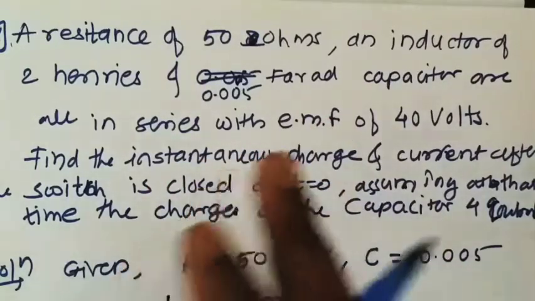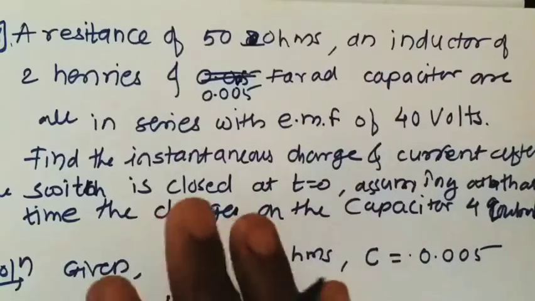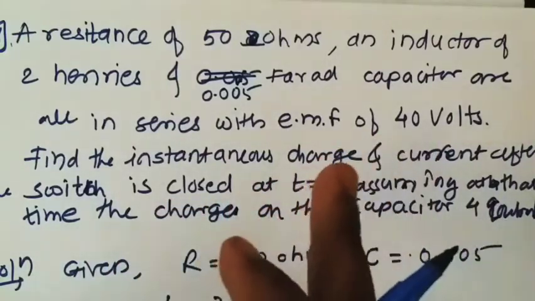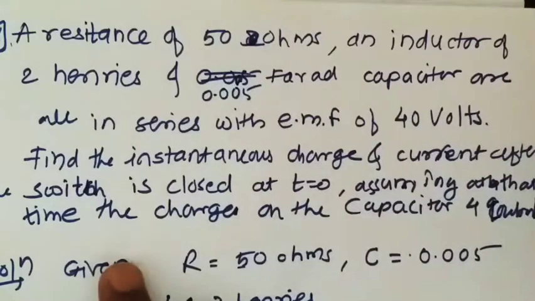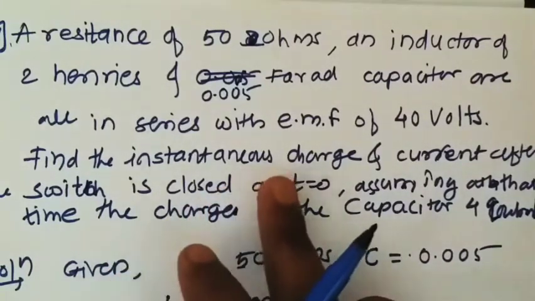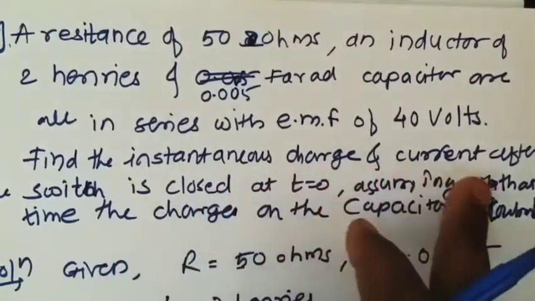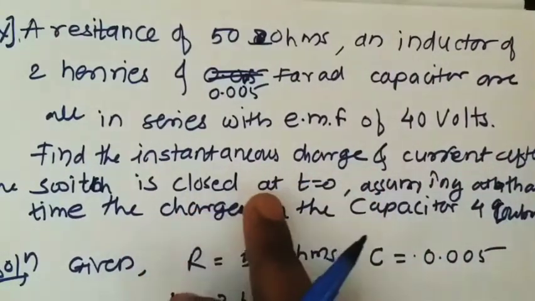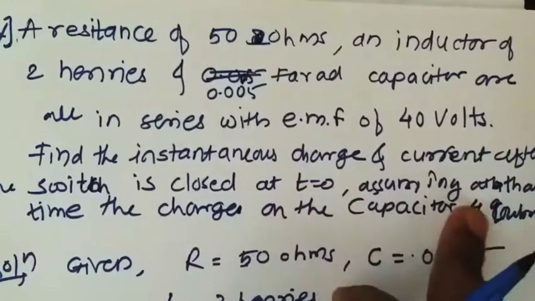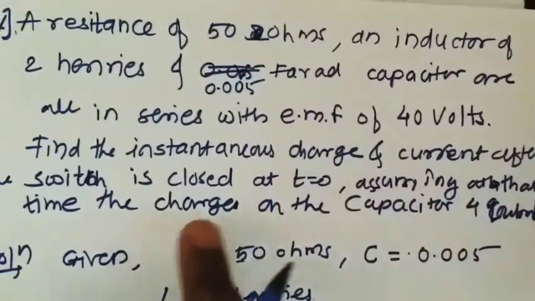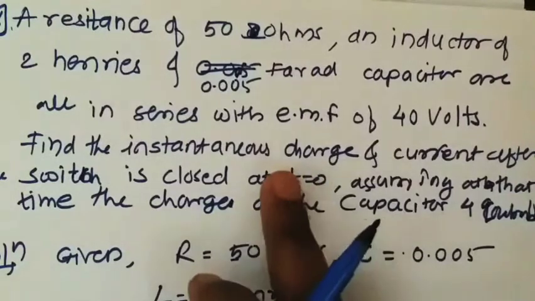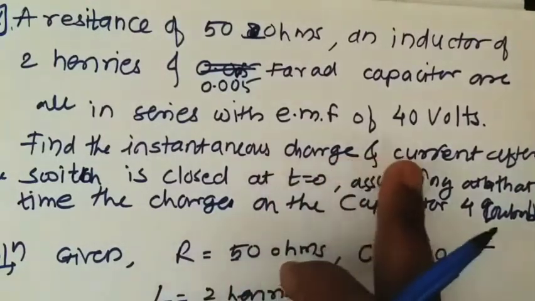So L, R, C values are given. It means it is an LRC circuit, and an EMF of 40 volts, that is the external EMF, is there. Find the instantaneous charge and current after the switch is closed at t equal to 0, assuming at that time the charge on the capacitor is 4 coulomb. So we need to calculate here the instantaneous charge and current.